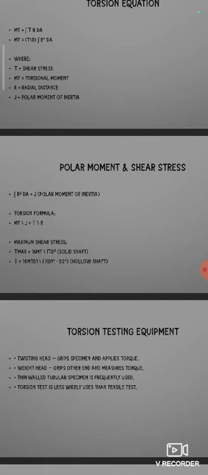During the test, one end of the specimen is fixed, and the torque is gradually applied to the other end. The angle of twist and applied torque are recorded until failure.